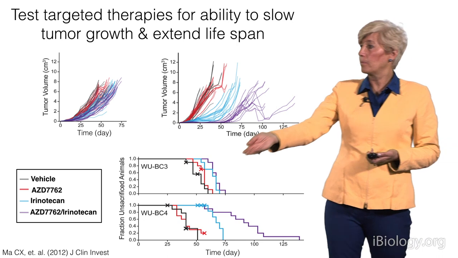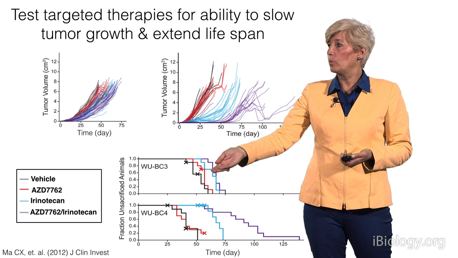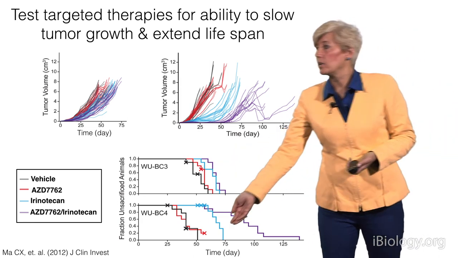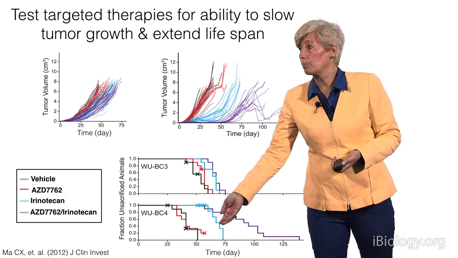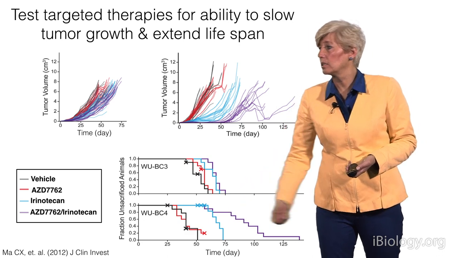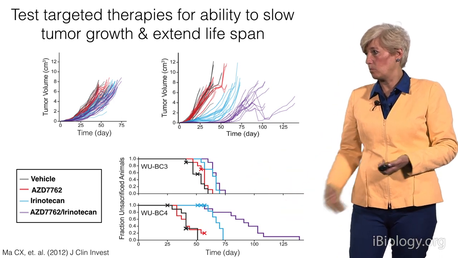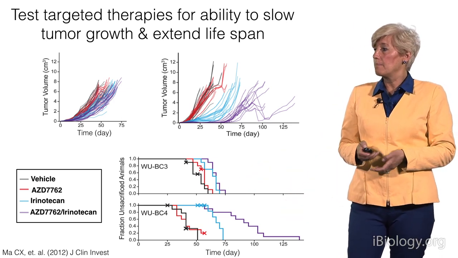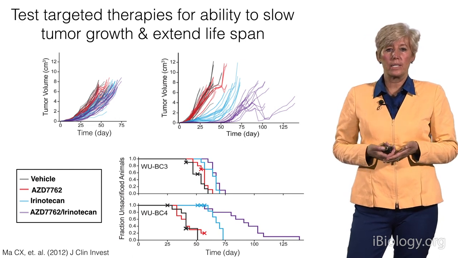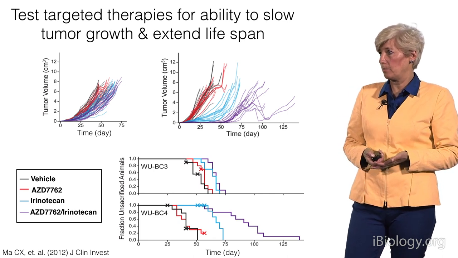Now this translates into improved lifespan. So again, the top group is the mice engrafted with the P53 wild type tumor. No matter what we treat those mice with, it doesn't extend the lifespan of these mice. But look at down here. This is a tumor that was mutant for P53. And you can see that the DNA damaging agent alone, this teal color, extended the lifespan somewhat, and the combination therapy even more. So from a scientist's point of view, we can make the conclusion then that P53 status does help predict how these tumors are going to respond to this combination therapy.